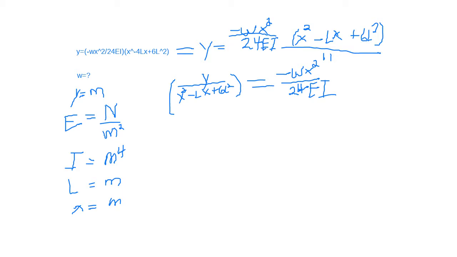All right, good deal. I know it looks horrible, but is it reasonable? Is it correct? Now, y over x squared minus Lx plus 6L squared is equal to negative W x squared over 24 EI. Is that correct? Yeah. All right, what do we do now?